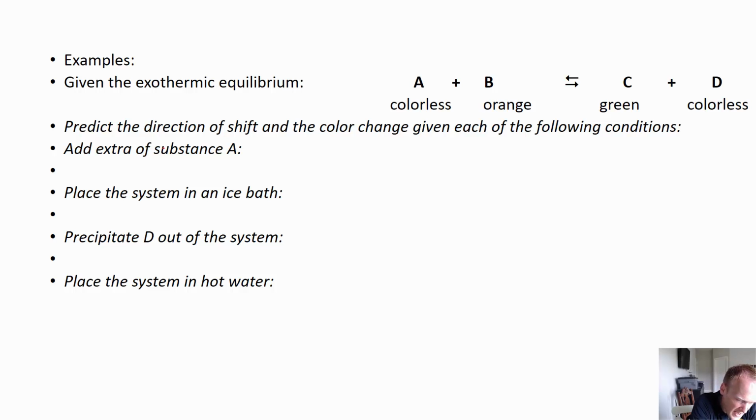So if we add extra of substance A, we are building a hill at substance A. That means we're adding extra substance A, and that hill is going to cause the reaction to run away from the hill. Water runs down a hill to the other side. So we would call this a shift right, because it's shifting to the right side.